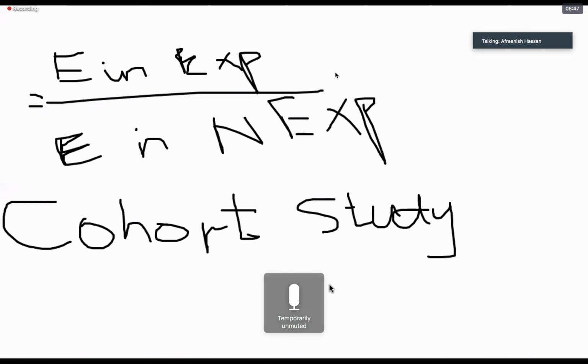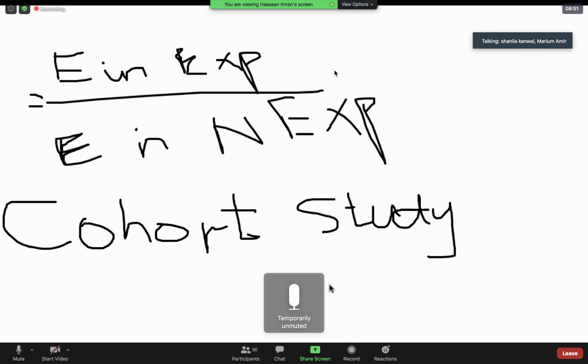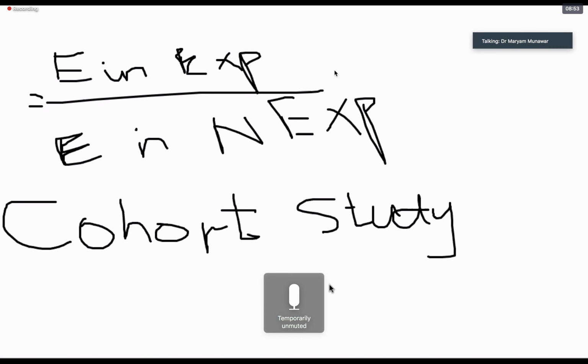Ma'am, can I add something to that? Disease development. Ma'am, cohorts are the individuals who are non-diseased at the start of the study, and we follow them throughout the period. We basically see the cause and effect. Basically, this is an analytical study.